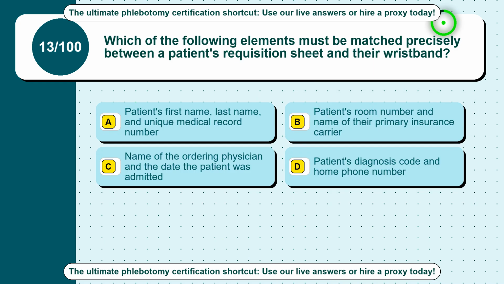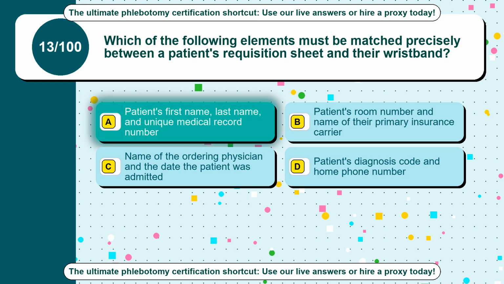Question 13. Which of the following elements must be matched precisely between a patient's requisition sheet and their wristband? Option A, patient's first name, last name, and unique medical record number. Option B, patient's room number and name of their primary insurance carrier. Option C, name of the ordering physician and the date the patient was admitted. Option D, patient's diagnosis code and home phone number. The correct answer is option A, patient's first name, last name, and unique medical record number.